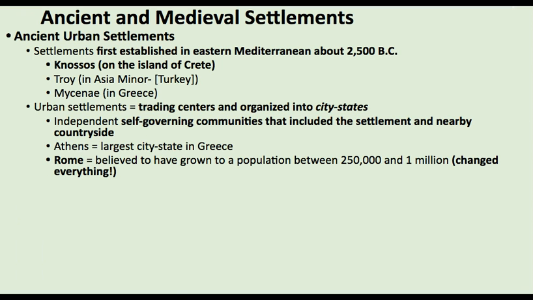So let's get some practical examples. Thinking ancient, our very beginnings of congregating of people in ancient urban settlements, moving into this idea of the development of cities. Settlements were first established in the Eastern Mediterranean around 2500 BC, so quite a long time ago. The very first that we have records of and can understand well is Knossos on the island of Crete. This is the first Greek, not Greek, civilization. There is also the development of Troy, Mycenae, and others in Greece.